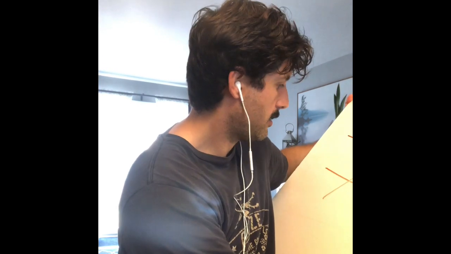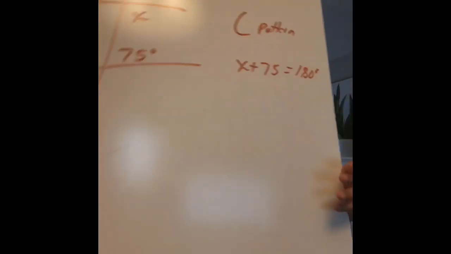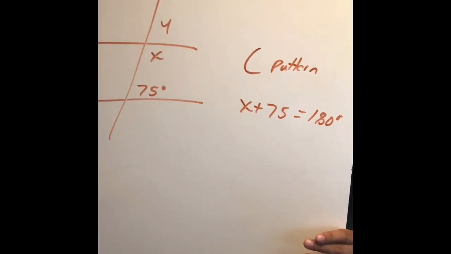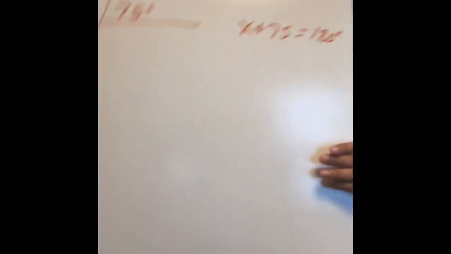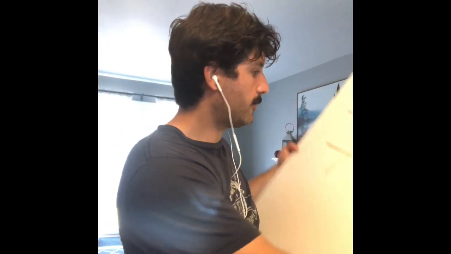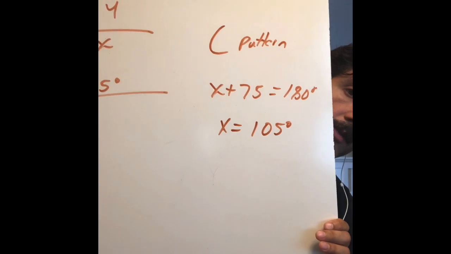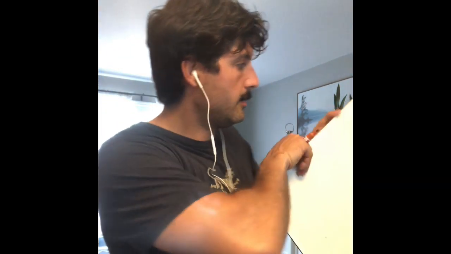C pattern tells me that x plus 75 equals 180 degrees. So there's my C pattern. X and 75 is making a C, and it adds up to 180 degrees. So right away I can solve for x, and x is equal to 105 using C pattern. I just subtracted 75 from both sides.